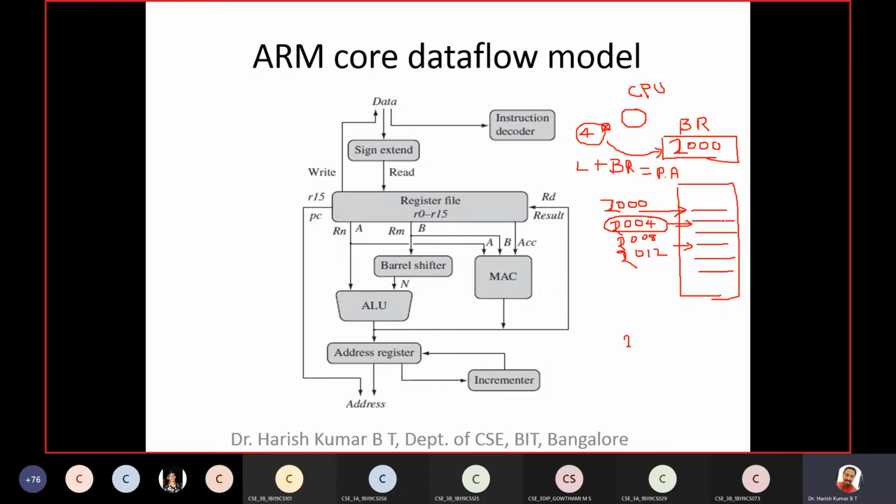Yes, sir. Now to generate these physical addresses, what is the operation we are doing here? Addition: adding the logical address with the base register content. Now who will do this addition? The ALU, right? So the ALU is also responsible for generating the addresses.